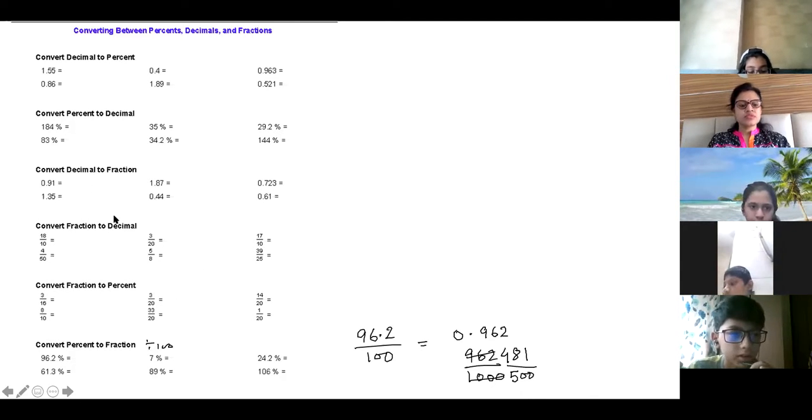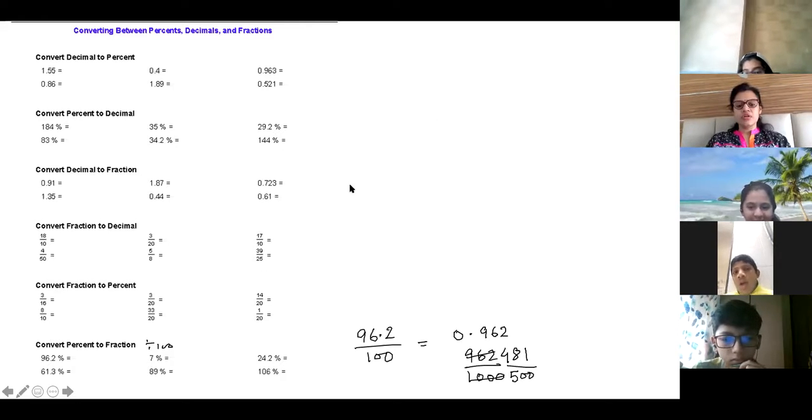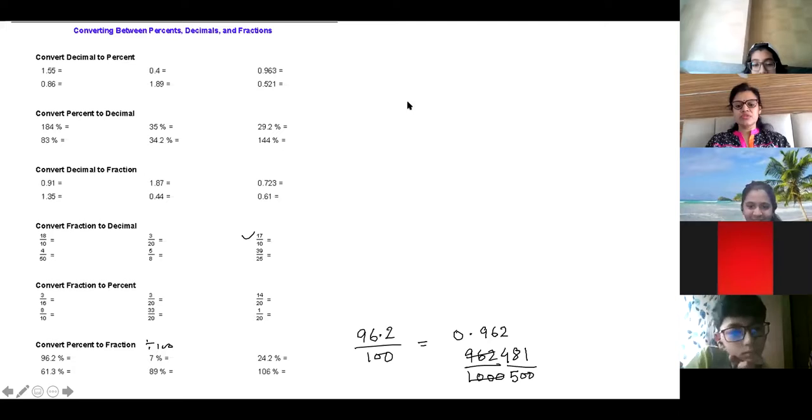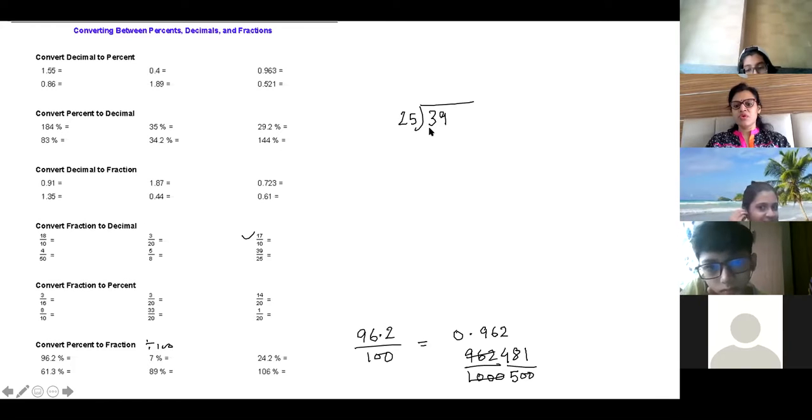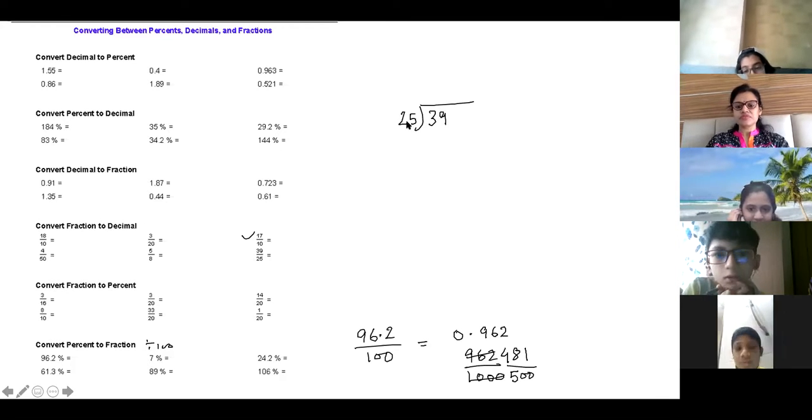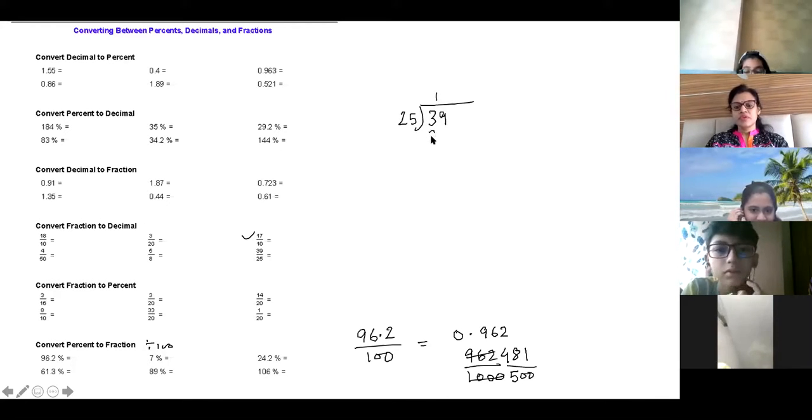One more question. Fraction to decimal. You have to divide 39 by 25. This one is easy, 17 by 10 will just become decimal. Now 39 by 25, so 39 divided by 25. Okay, Ibrahim, how many times will 25 go into 39? 25 ones are 25. So 9 minus 5 is how much? 4. And 3 minus 2 is 1.